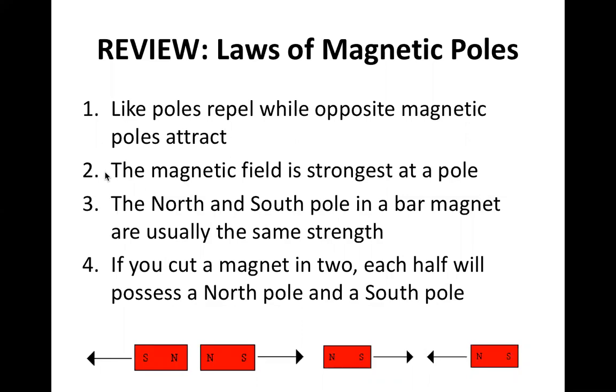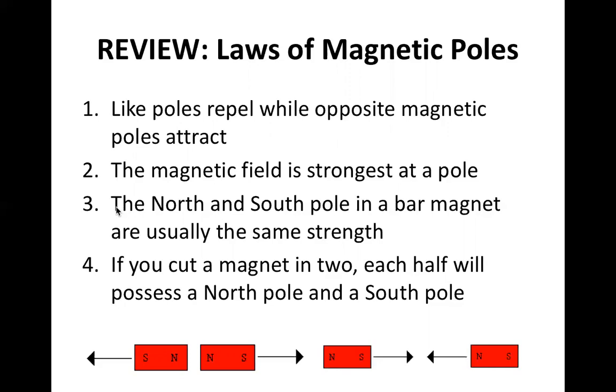So the second law of magnetic poles is that the magnetic field is strongest at the pole. This also should be intuitive. If you take a bar magnet and you want to pick up something, maybe you're testing a paper clip, seeing if you could pick it up with a magnet, you're going to angle the bar magnet towards the paper clip, aiming towards the pole. Because you know at the pole the magnetic field, and therefore the magnetic force as a result of the field, is going to be strongest.